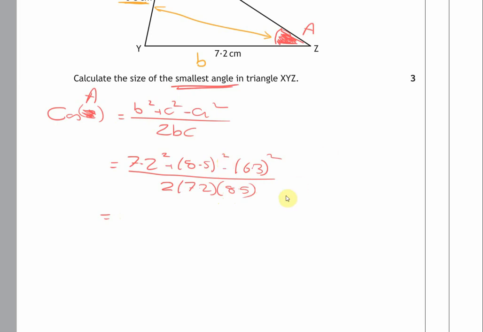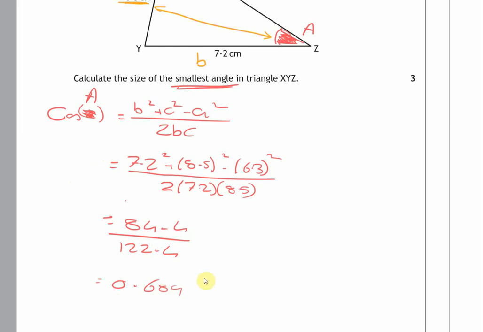So what I would suggest is working out what the top line would be and then working out what the bottom line would be. So when we put this into the calculator, in the top line we'll get 84.4 divided by 122.4. Now if we simplify that, that will give us, in decimal form, 0.689.